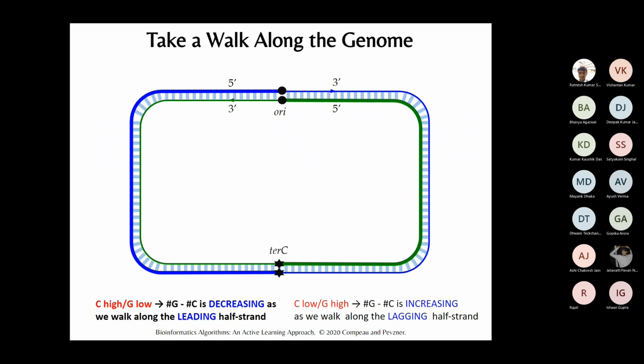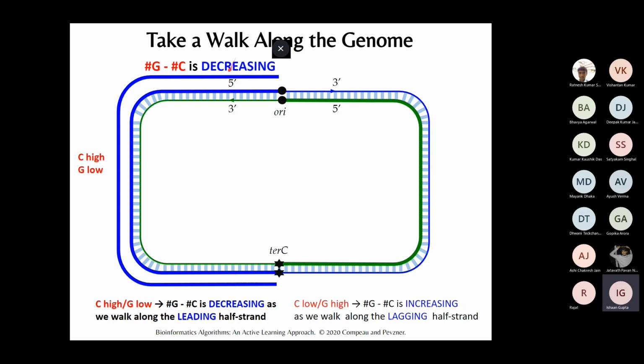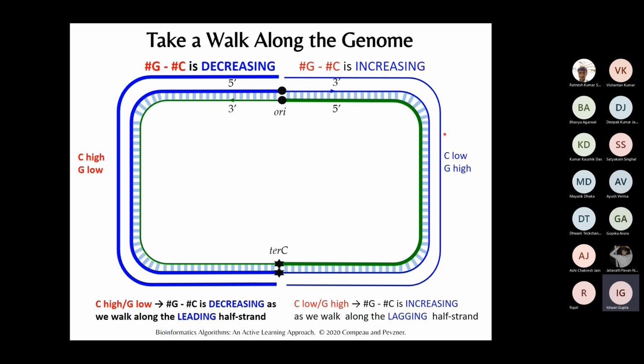Okay, so now when you walk along the genome, you would see that in the direction of your leading strand, you are going to have a high C and a low G. So the G minus C is going to be decreasing as you walk along the leading half strand, and the G minus C is going to be increasing as you walk along the lagging half strand. So G minus C is going to be decreasing in this direction, and increasing in this direction.